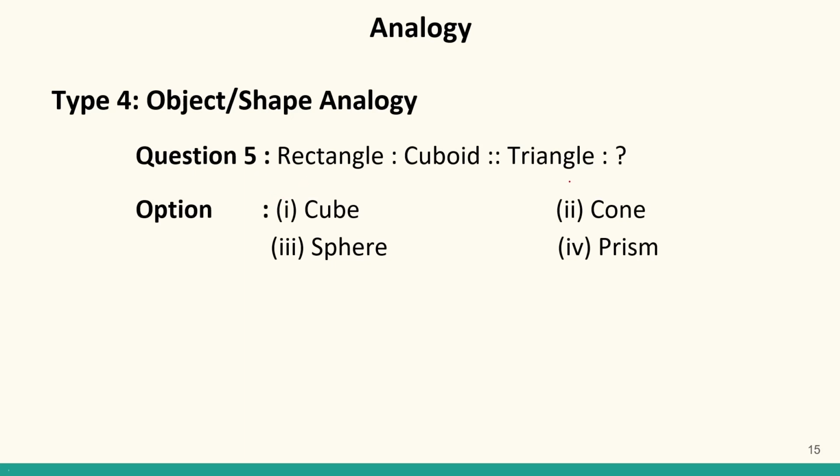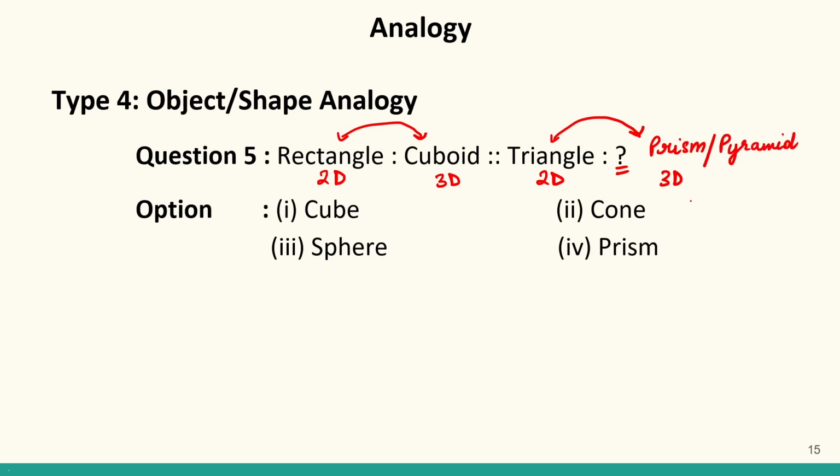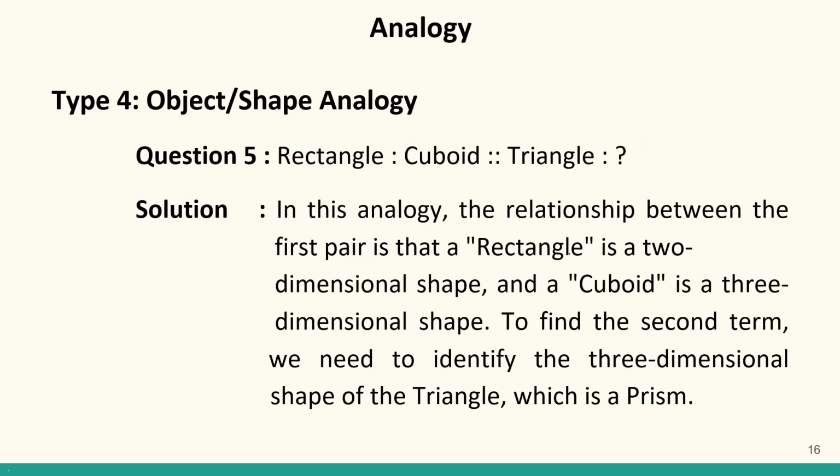Now, similarly, over here rectangle is related to cuboid and we have to find out how triangle is related to this missing element. Rectangle is a 2D image and its corresponding 3D image is called a cuboid. We have already discussed it. Similarly, for a triangle which is a 2D image, the 3D image is called either a prism or it can also be called a pyramid. So in the options, I can see that only option number 4, prism, is there. So our answer will be option number 4, prism.